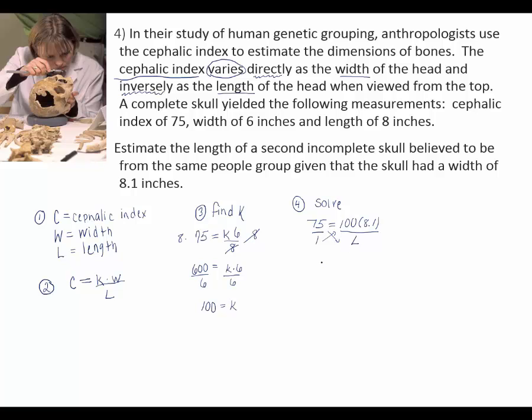So on this diagonal I have 75L is equal to, and on this diagonal I have 1 times 100 times 8.1, which is 810. And then I divide by 75 on both sides. And the 75's cancel, so I get the length is equal to 10.8 inches.